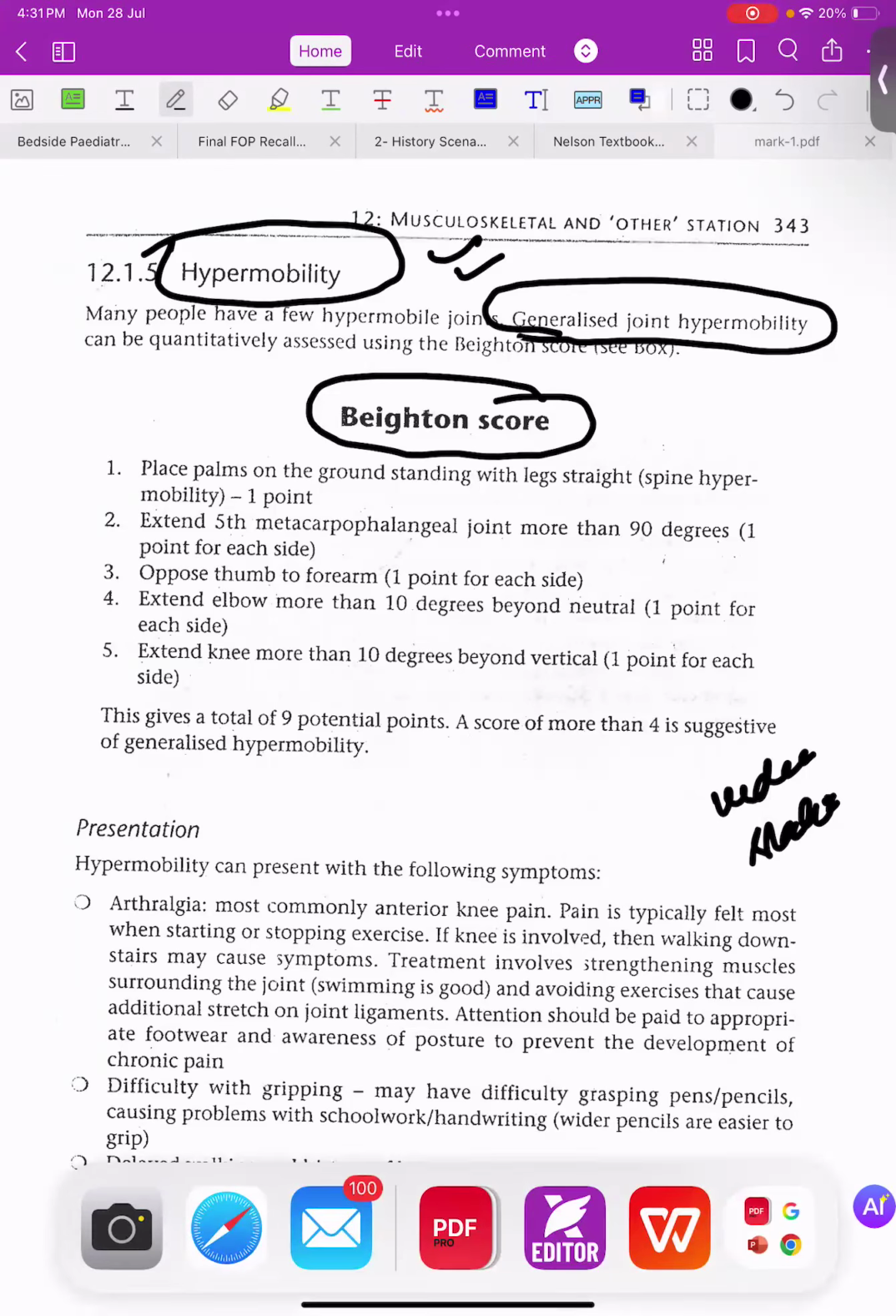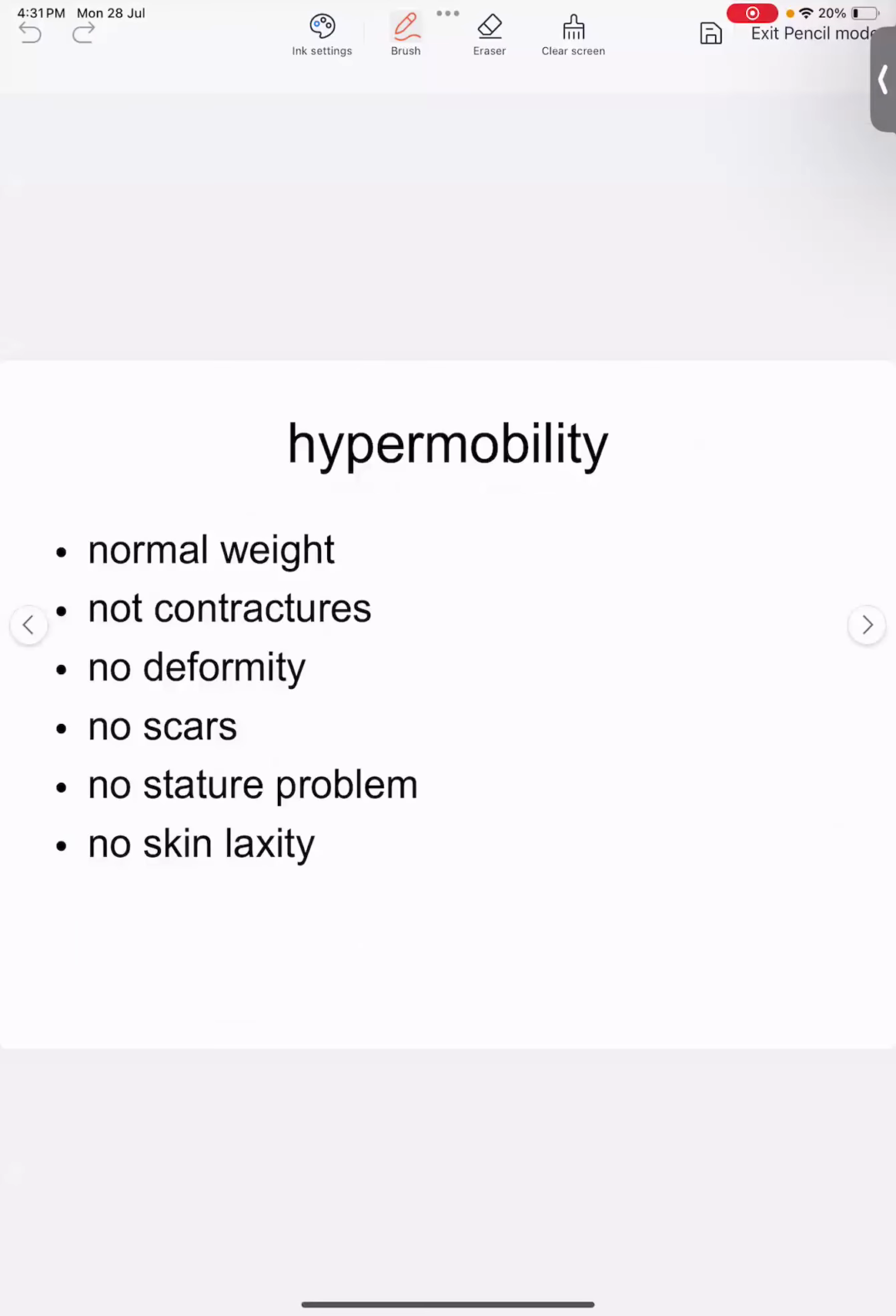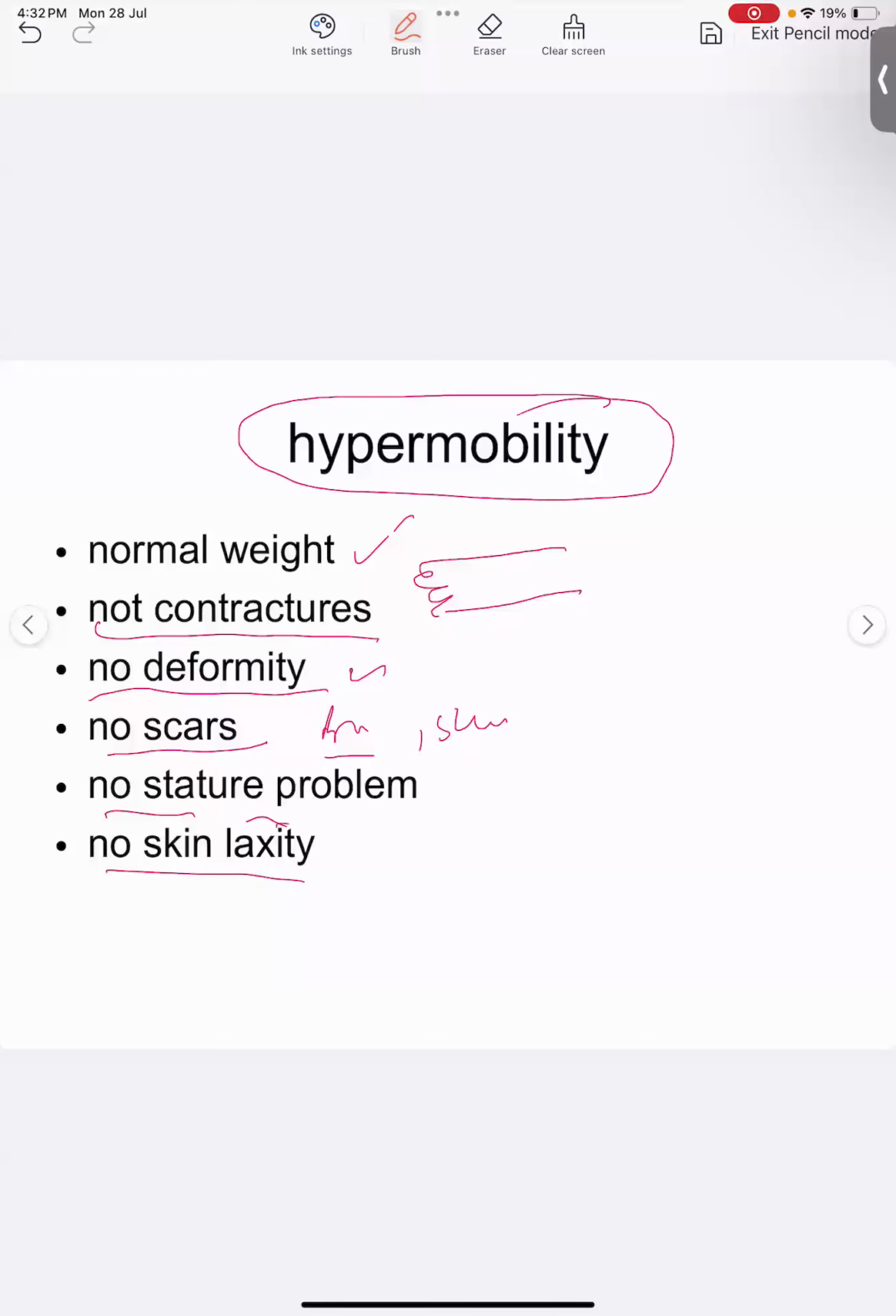How to make a diagnosis of generalized joint hypermobility? They will give you a scenario, a child who is just getting tired, who is having problems after running, after exercise, otherwise there is normal weight, no problem in the height, there are no contractures, he can put his foot flat on the ground, there is no deformity, there are no scars, no bruises, and no skin laxity. But the joints are hypermobile and there is no skin laxity, no stitcher problem, you will make a diagnosis of generalized benign hypermobility.